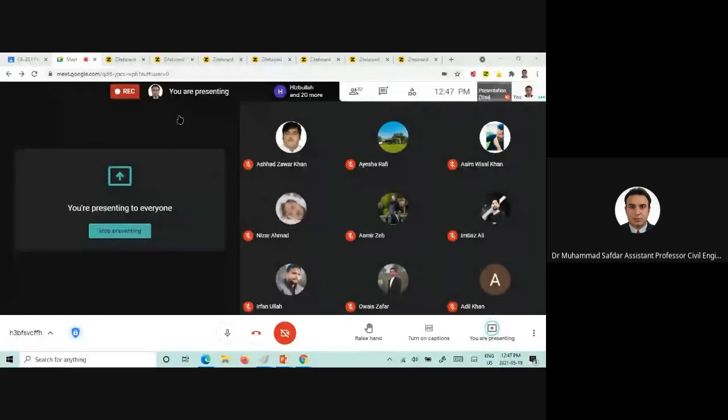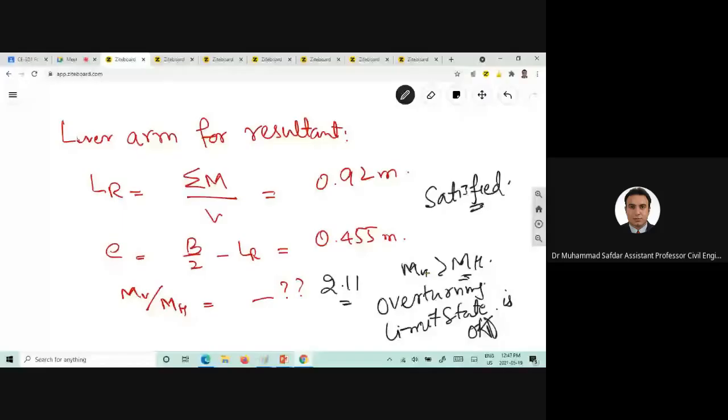So once we construct a table, we come up with the lever arm for the resultant, and we'll compare the moments due to the vertical load. The stabilizing moments are greater than the destabilizing moments. It means the overturning limit state is okay, or it's satisfied. The allowable bearing capacity of the soil beneath the retaining wall is 250 kilopascal.